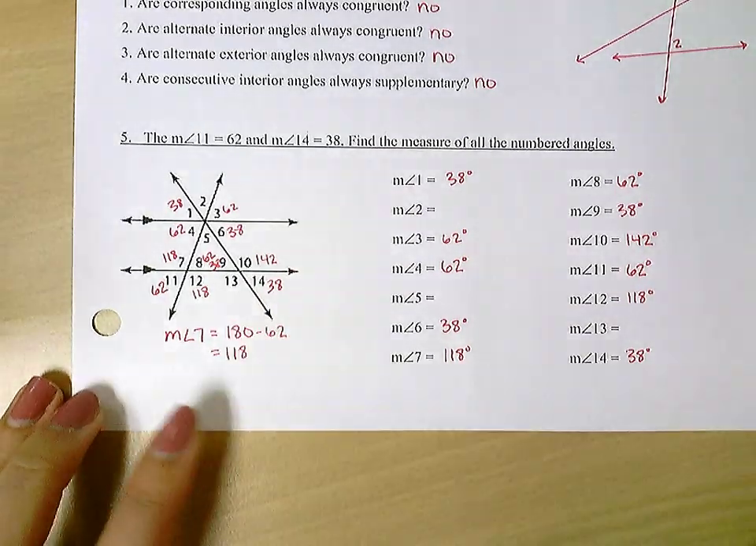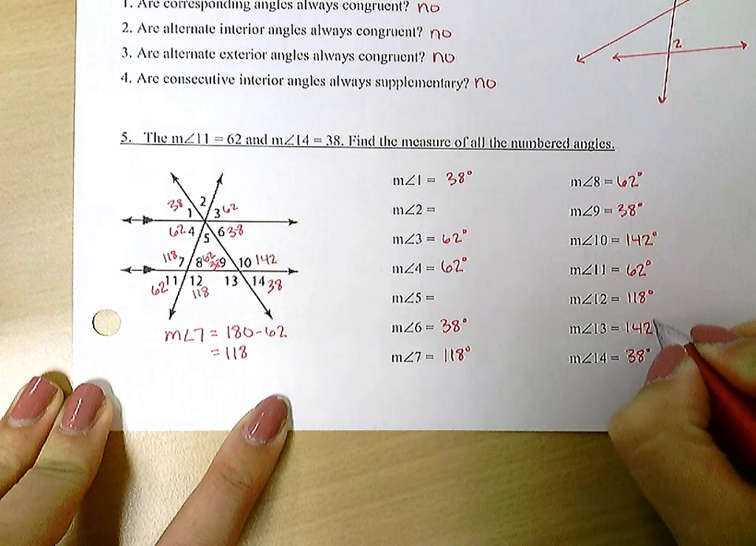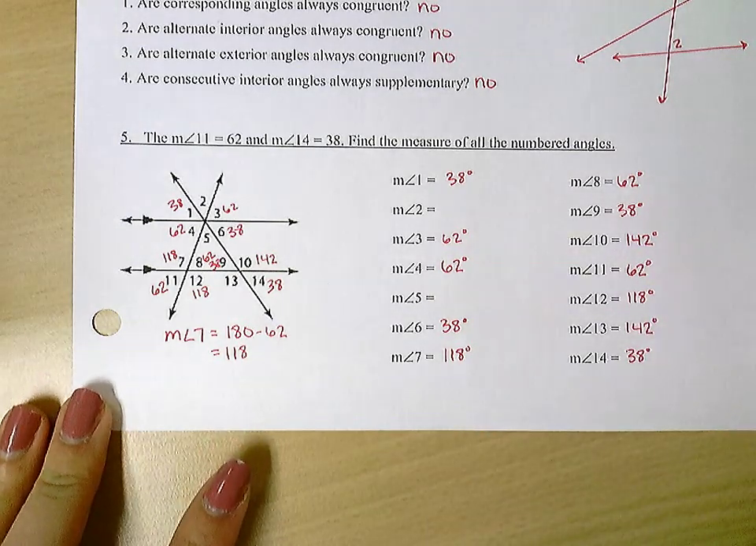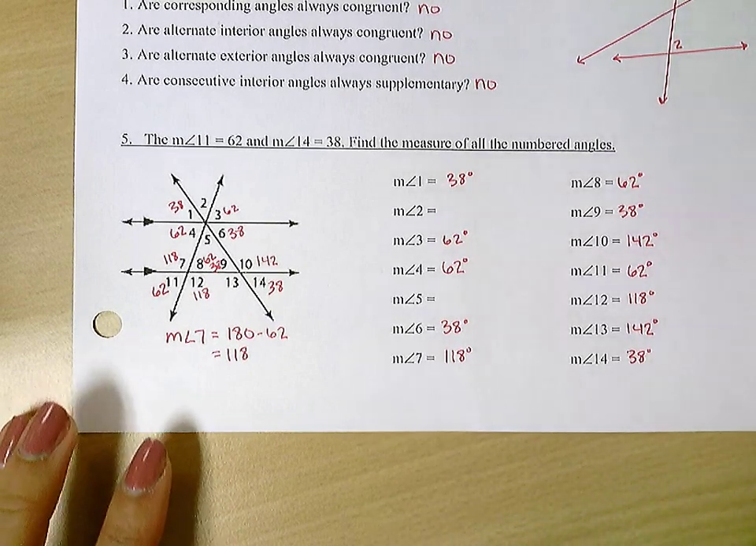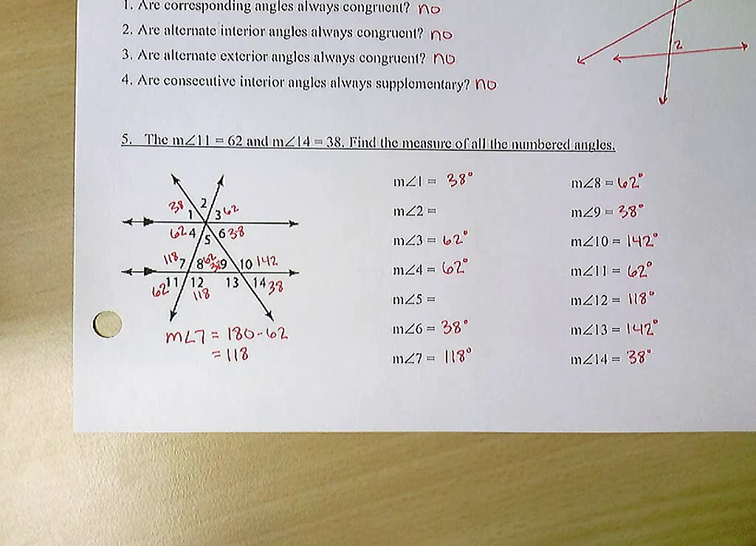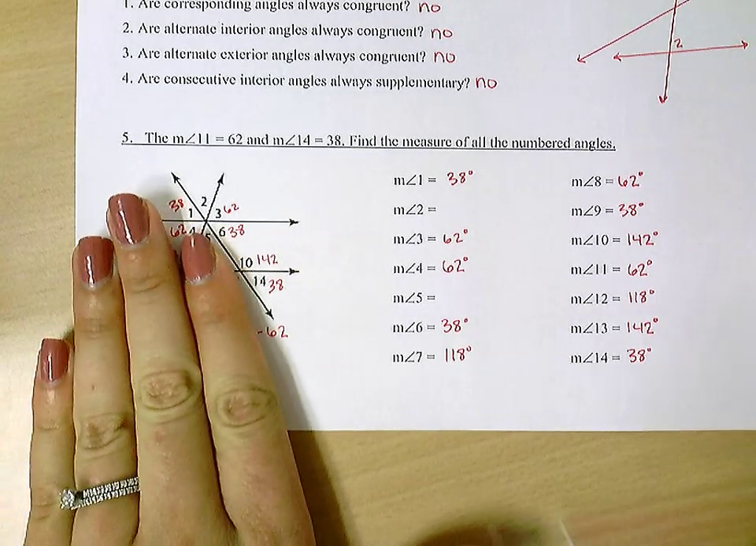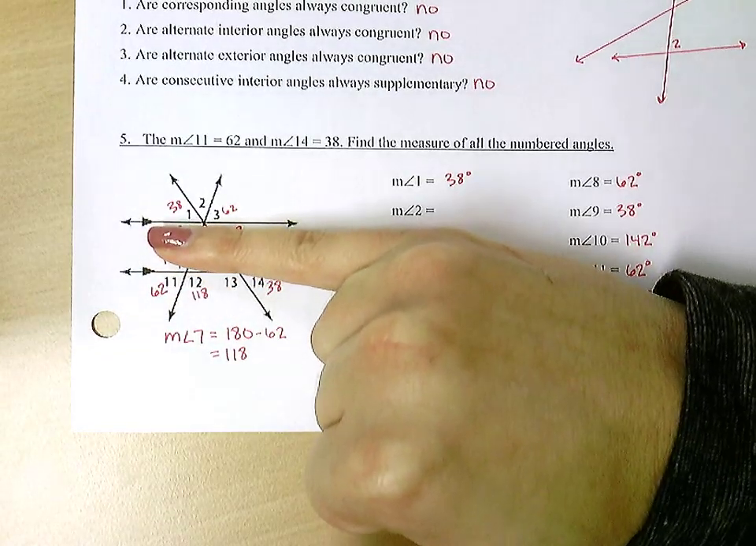Okay, meaning 13 is what? 142. Look at that, we're almost done. We have 2 more angles, angle 2 and angle 5. Those ones are a little bit more confusing, but we can use that same concept we just did with angle 10 and 14 with that straight line with 1, 2, and 3.